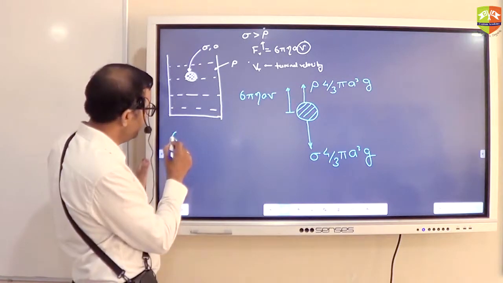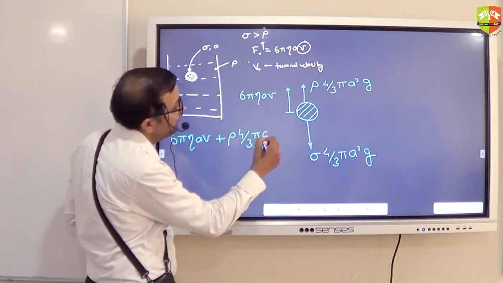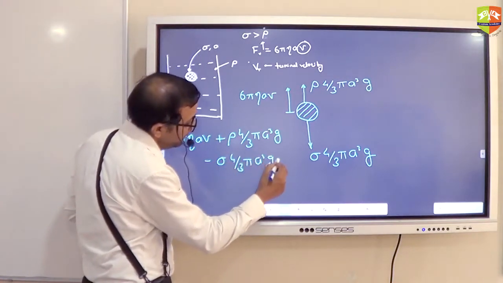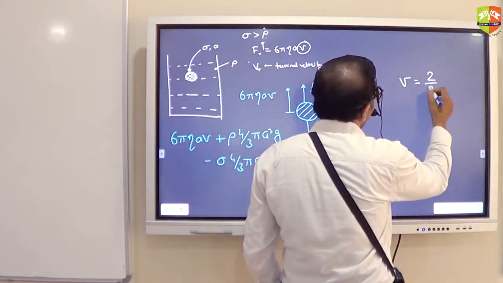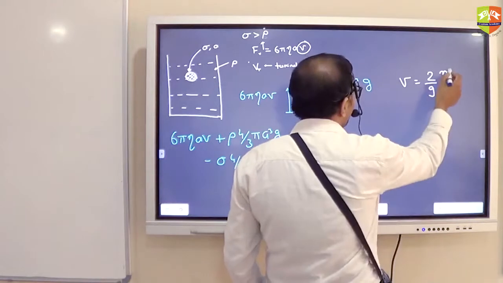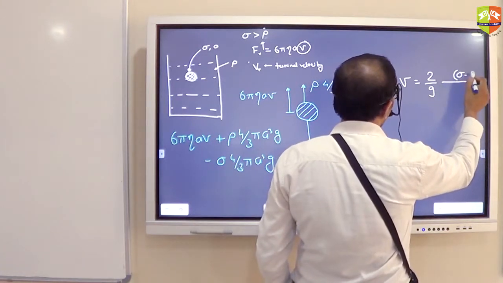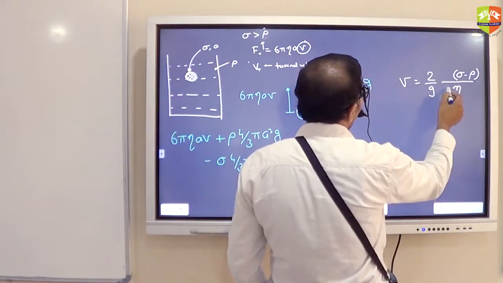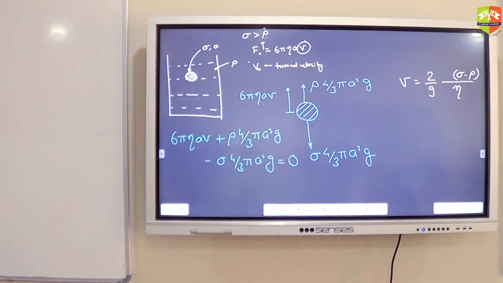So this is what I am writing here. 6 pi eta a v plus rho into 4 by 3 pi a cube g minus sigma into 4 by 3 pi a cube g is equal to 0. So from here, you get velocity as 2 by 9, eta will be in the denominator, g will be in the numerator, and there should be sigma minus rho here, and a squared. So what is the expression? 2 by 9 g.